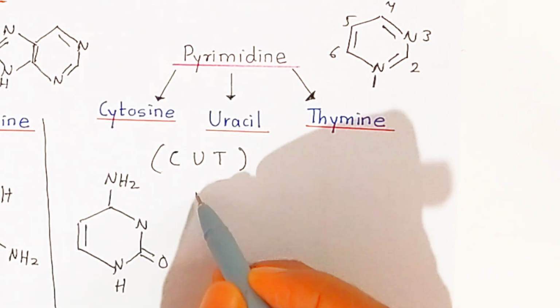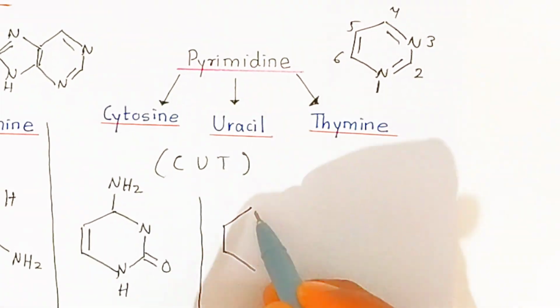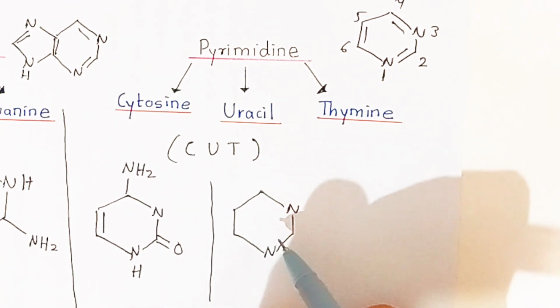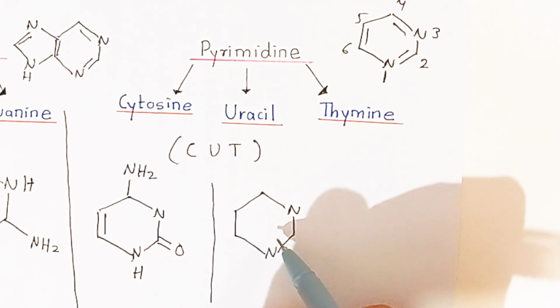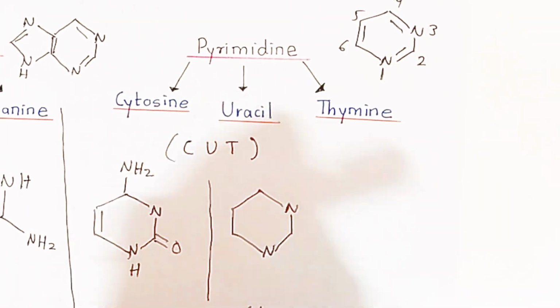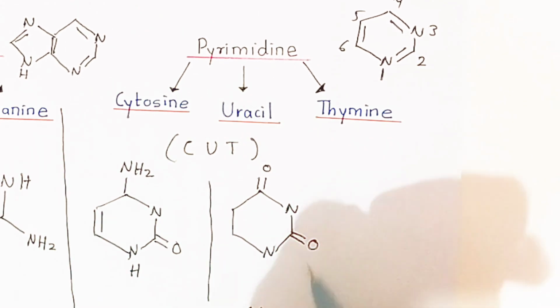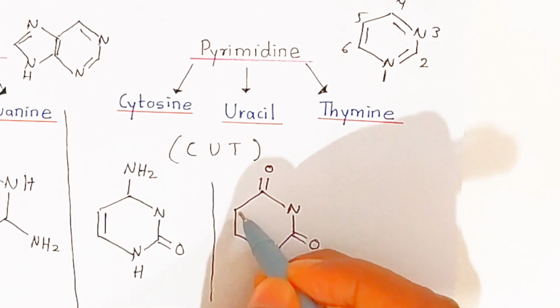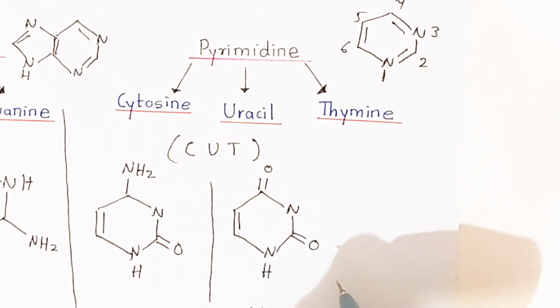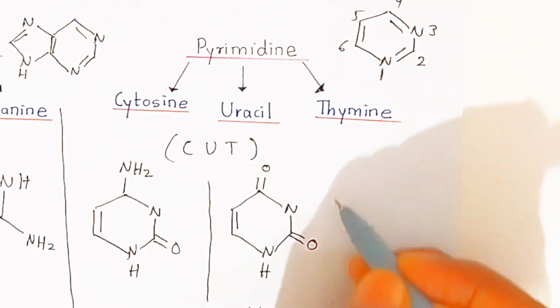Okay, students. Now the second structure. This is the basic skeleton of the pyrimidine. Now if you want to draw the uracil, understanding, students, here there are 2 carbonyls. Understanding, students? Now complete the other valency. So this will be the structure of uracil.